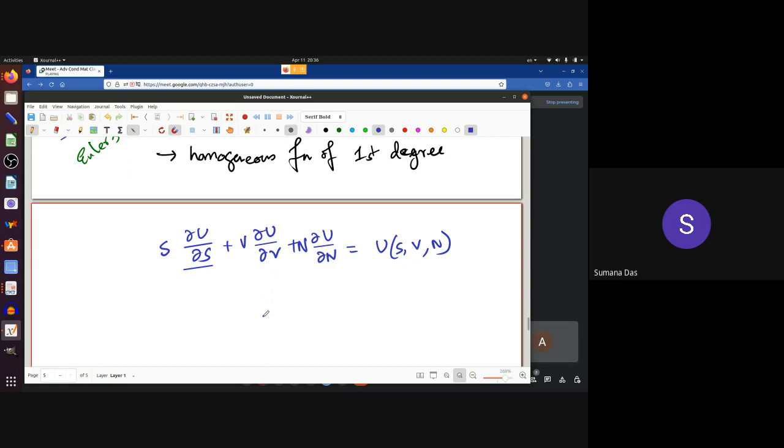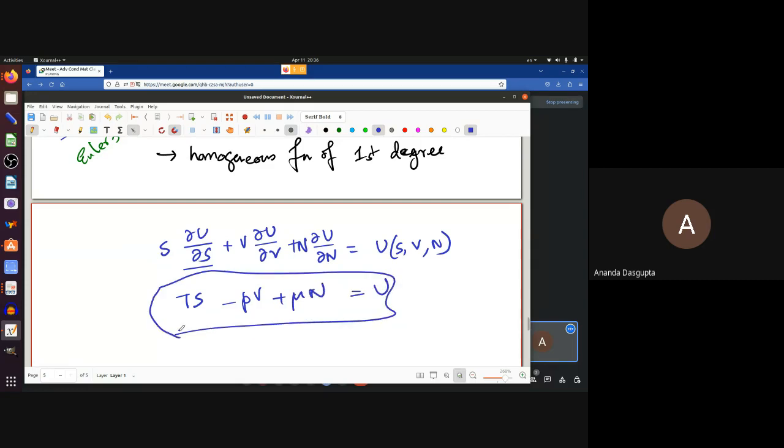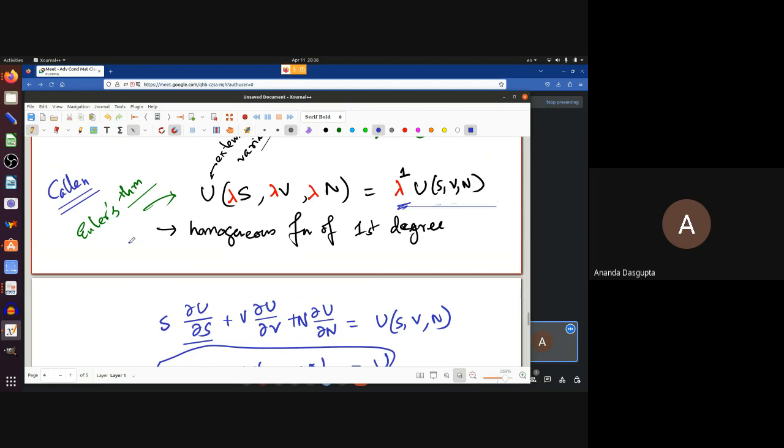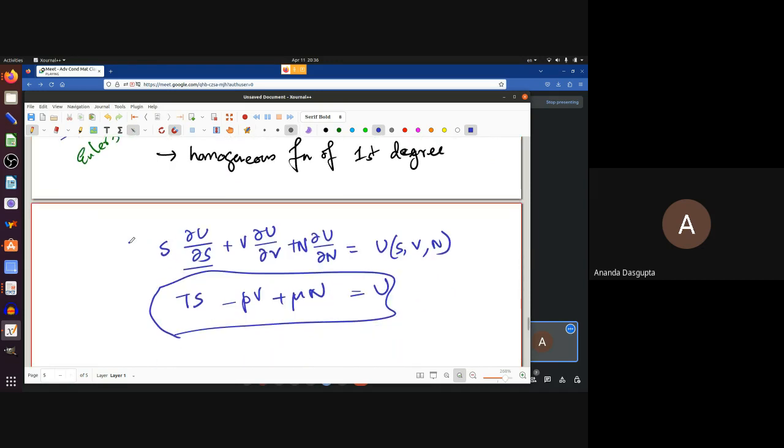Temperature. Yeah, so this is TS. This is minus P, so minus PV, that's mu n. Okay, so this formula, that U is TS minus PV plus mu n, is not something you get by integrating TdS minus PdV plus mu dN. You get it from the fact that U is a homogeneous function of the first degree of S, V, and N. In other words, each of these variables is an extensive variable. That is why you have this formula.